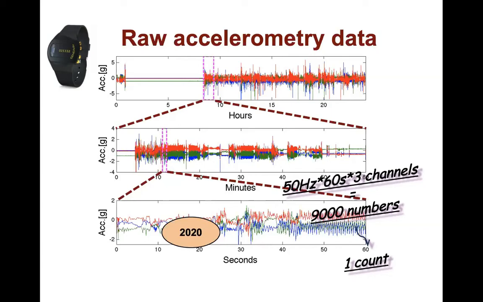One of the ways people analyze such data is they take the data from the bottom figure here and summarize it as something called an activity count. So we might have an activity count of 2020, but here we're summarizing 9,000 collected numbers into one number. As you can imagine, we lose a lot of information via such a summary.